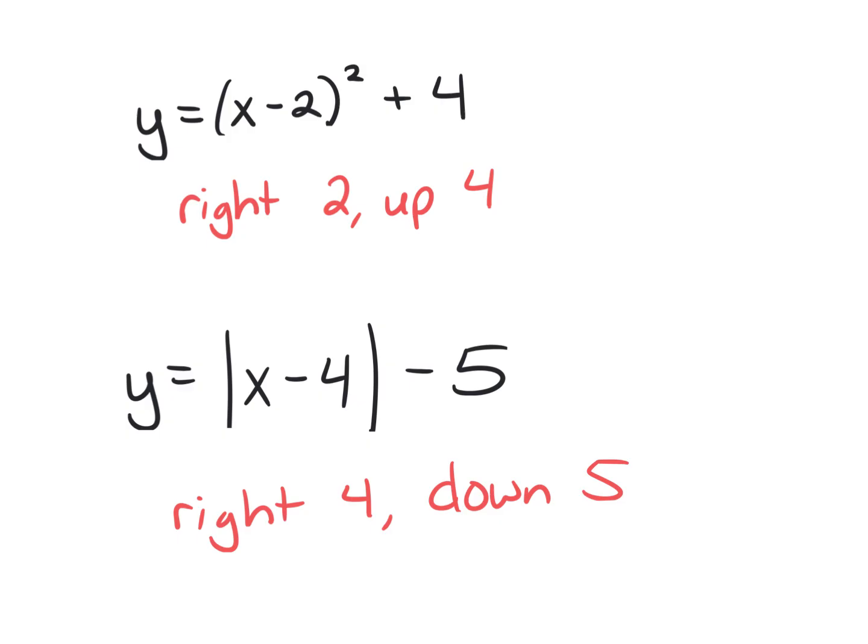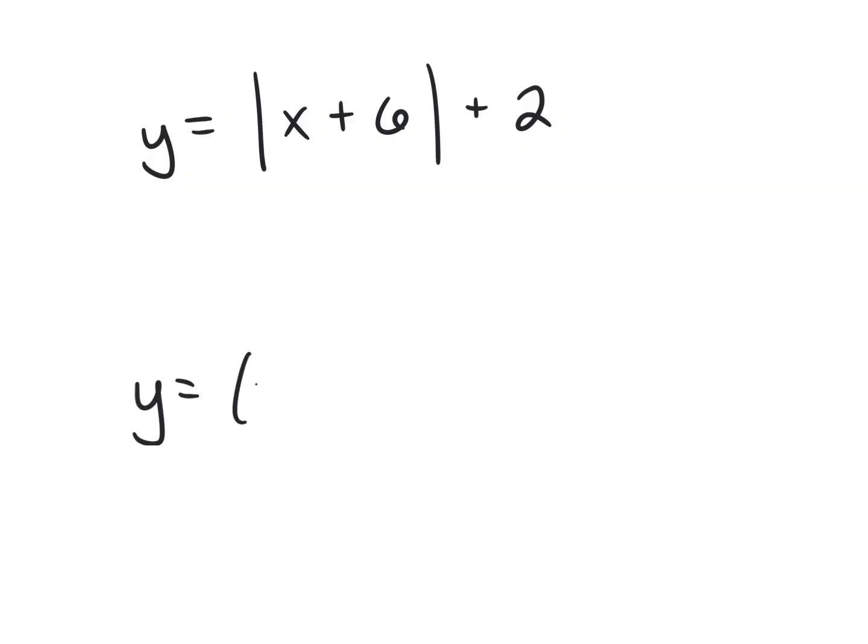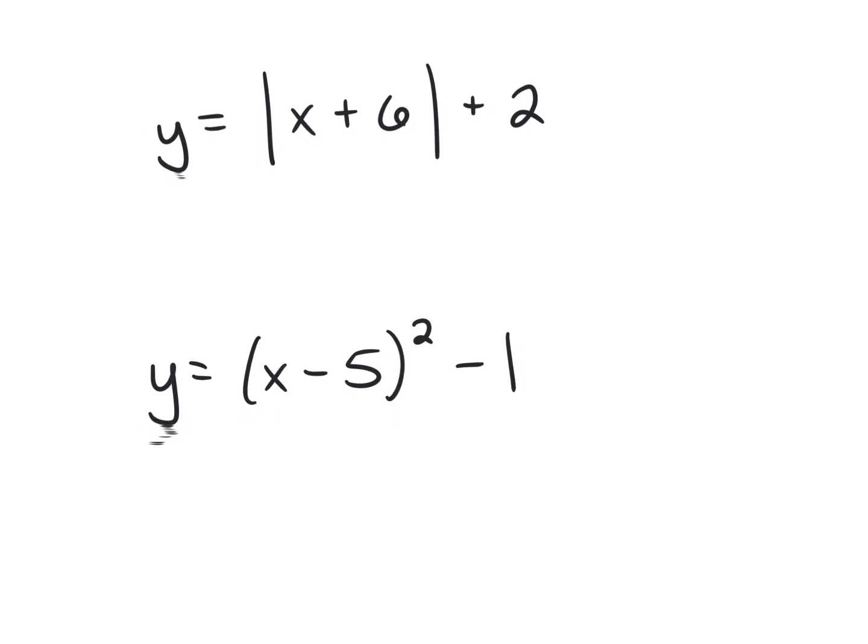I want to give you a couple more examples to try. Go ahead and try y equals the absolute value of x plus 6, plus 2. And then try y equals (x minus 5) squared minus 1. Go ahead and try both of those. All I want you to tell me is left or right, however many, and up and down, however many.